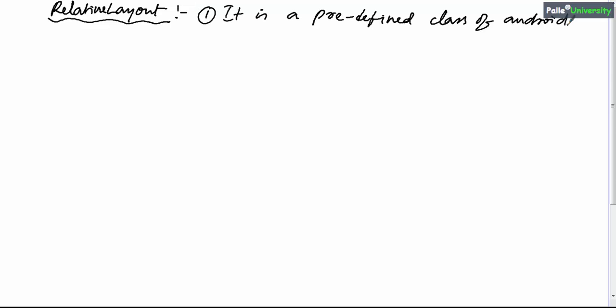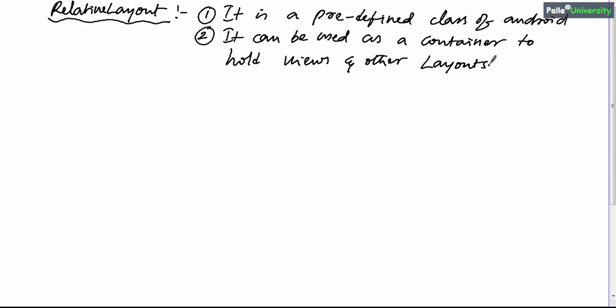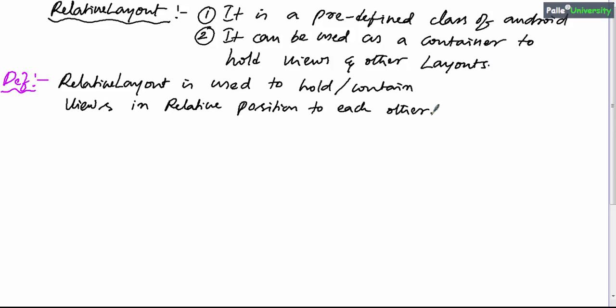It is a predefined class of Android software, just like linear layout. Second point is, it can be used as a container to hold views and other layouts. Just like you can hold a linear layout within another linear layout, similarly, you can hold a linear layout or any other layout within relative layout. Okay, now here I have written the actual definition of relative layout.